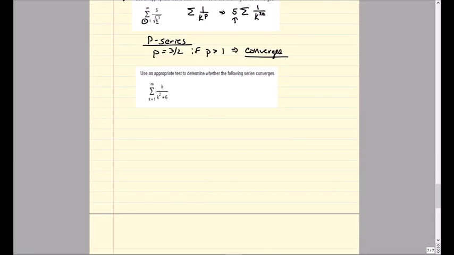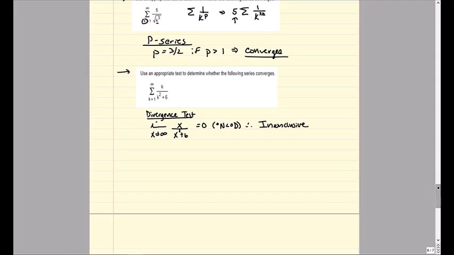Okay, so for this one, they're not telling us what test to use. It just says use an appropriate test. So let's go ahead and go through our quick list here. I could use the divergence test, so let's go ahead and try that one to see if we can get an answer out of this. So for the divergence test, I go ahead and take the limit as x approaches infinity of x over x squared plus 6. And here I get 0 because the degree in the numerator is less than the degree in the denominator. Make sure you have the reason there. Therefore, the divergence test is inconclusive. So that means I have to try some other test.